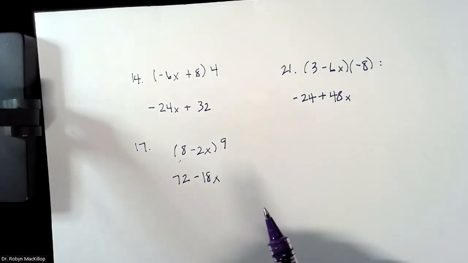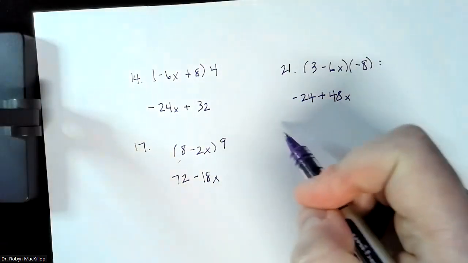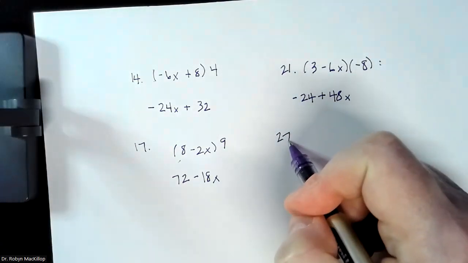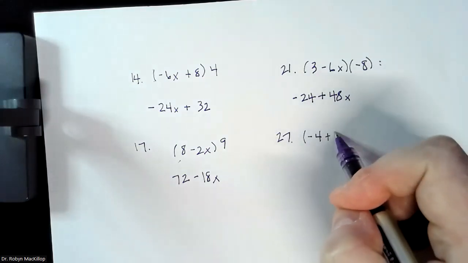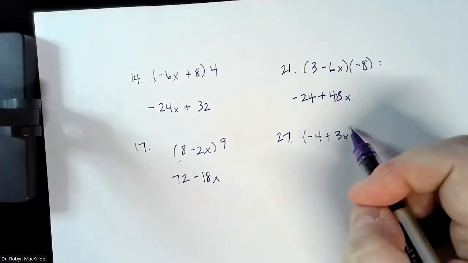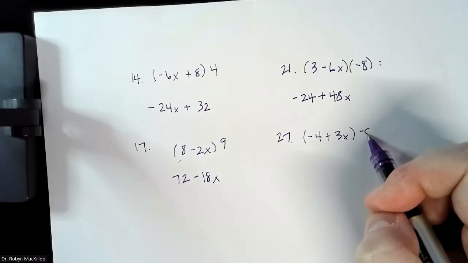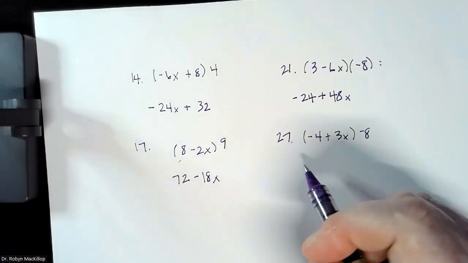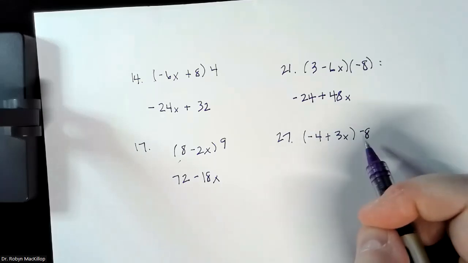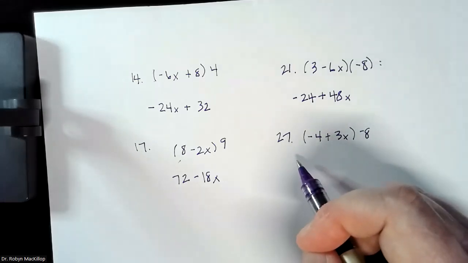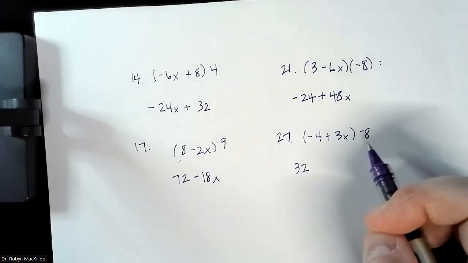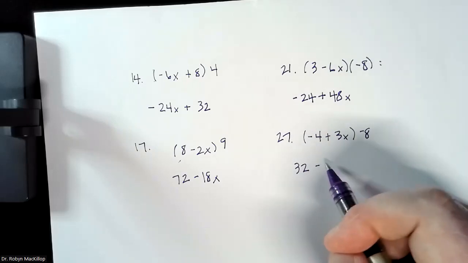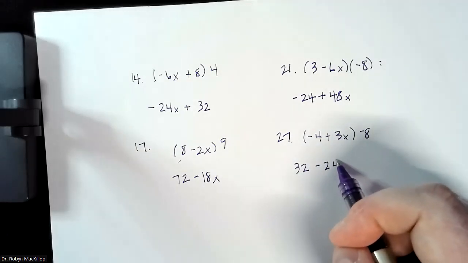All right, then after 21, I had 27. And 27 was -4 plus 3x times -8. And -8 times -4, that's your bad guy leaves town, good for town. So it's going to be positive. That's going to be positive 32. And then -8 times 3 is going to be -24x.